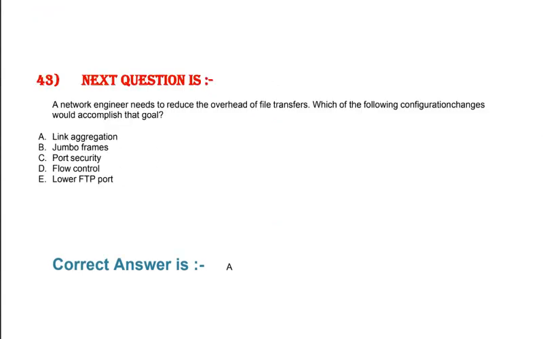Question is, a network engineer needs to reduce the overhead of the file transfer. Which of the following configuration changes would accomplish this goal? Option A, link aggregation. Option B, jumbo frames. Option C, port security. Option D, flow control. Option E, lower FTP port. Correct answer is option A.